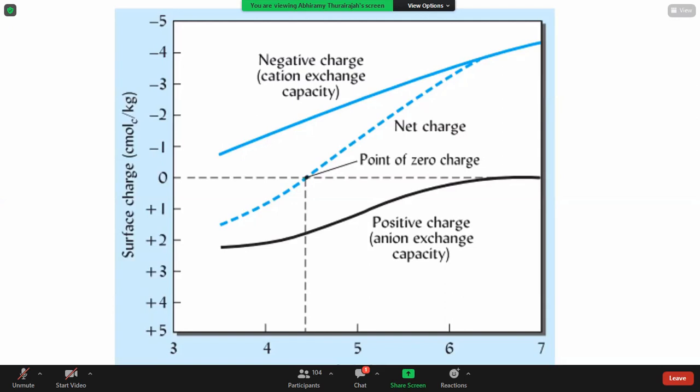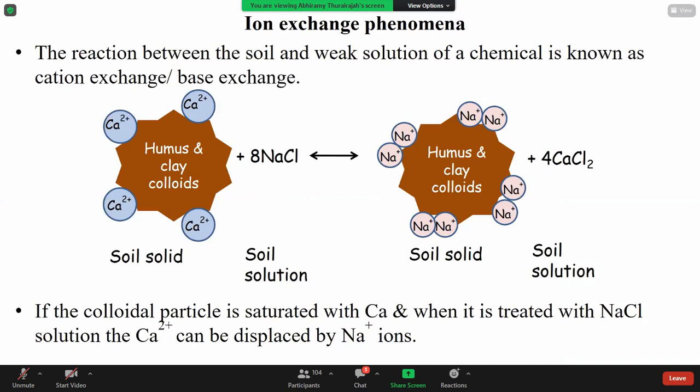And the second one is the pH isomorphic substitution. And you know what you mean by isomorphic substitution and how the isomorphic substitution creates the positive and the negative charges. Understand? Then we move to the ion exchange phenomena. Right? Ion exchange. So there are two, again, cation exchange and the anion exchange phenomena, right?